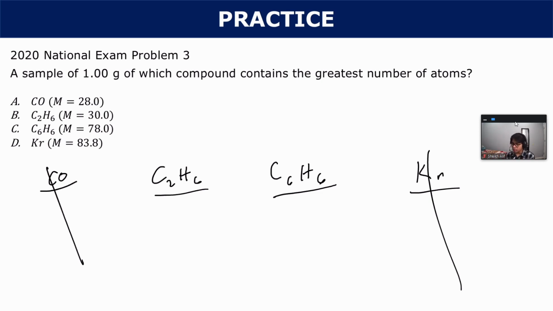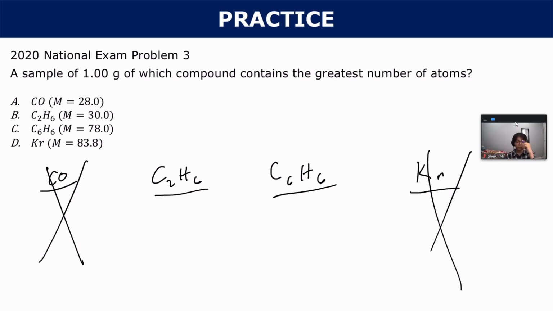And so although we will get a pretty high number of moles, we know that CO and Kr are not going to be able to compete. Kr because, I mean, just look at it. We're going to have the least number of moles in that one, and it has the least number of atoms per molecule. So that Kr just doesn't make sense. And so the only ones that we really have to check are going to be C2H6 and C6H6.